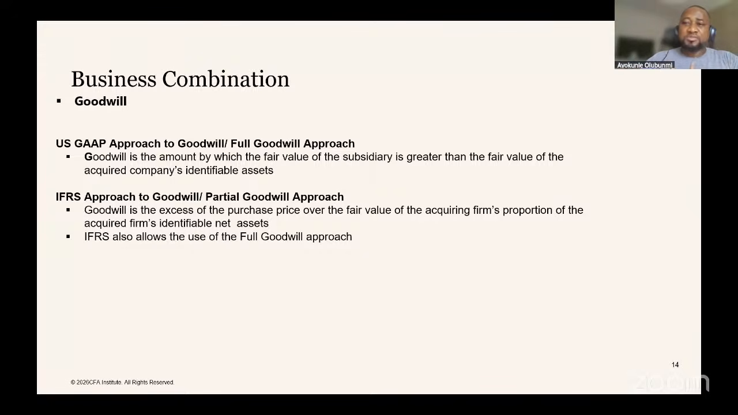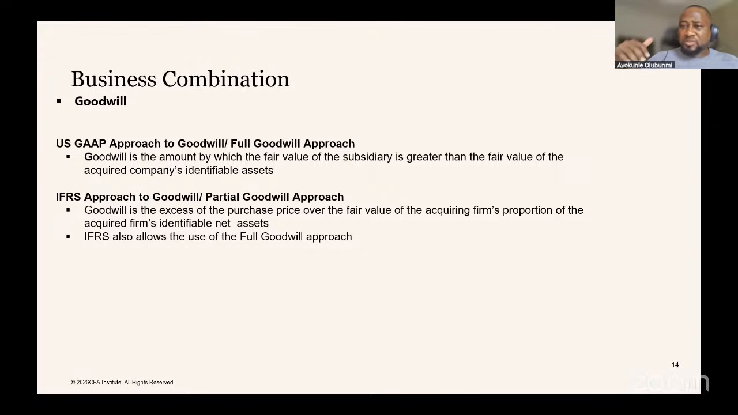Now, what is the difference between the two? Under the full goodwill approach, what we do is that you get the fair value of the subsidiary, the full value of that particular company. And then you also get the fair value of the company's net assets. Of course, you know that the difference is there. So for instance, let's assume that the company is listed.